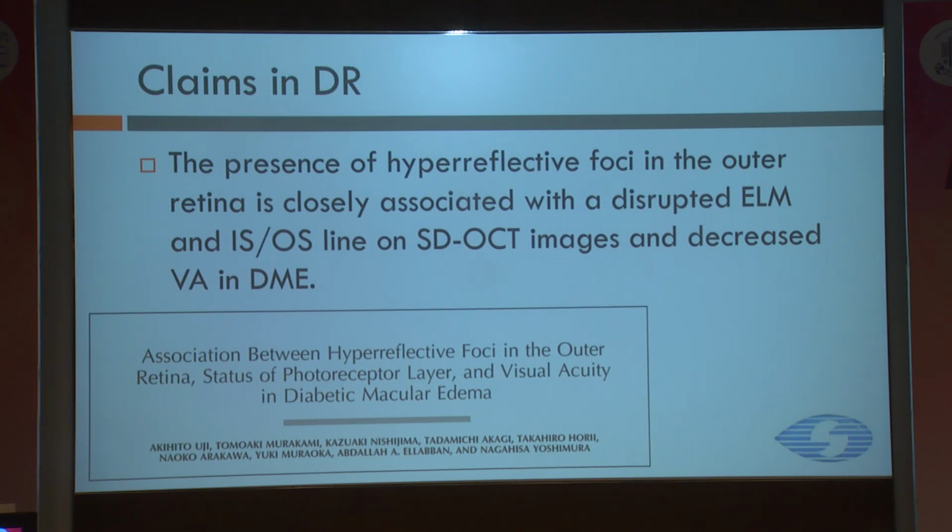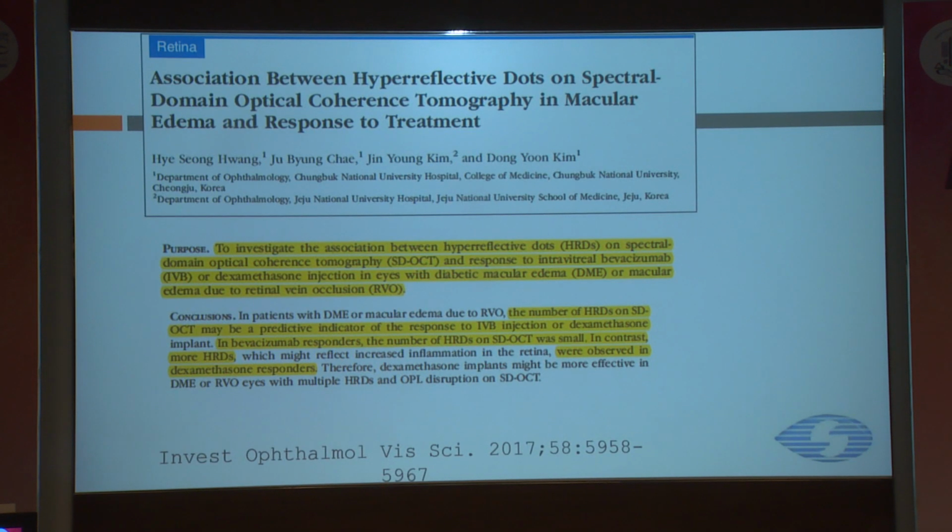So the presence of these in the outer retina is closely associated with disrupted ELM and ISOS line. And this is what has been said to be the cause of the decrease in visual acuity in these patients.